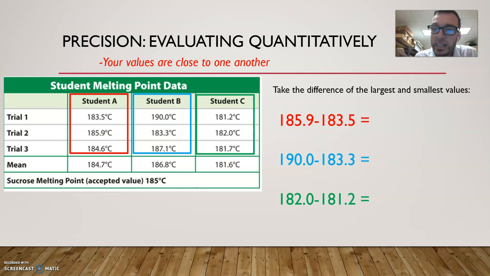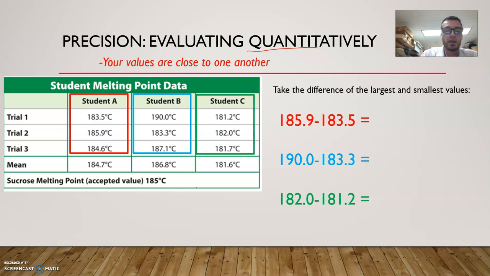All right, let's look at precision quantitatively. That means we've got to put a number to precision. Precision tells us if our values are close to one another. One easy way to do this, it isn't an exact science thing, is to just look at your largest and your smallest values and take the difference between them.